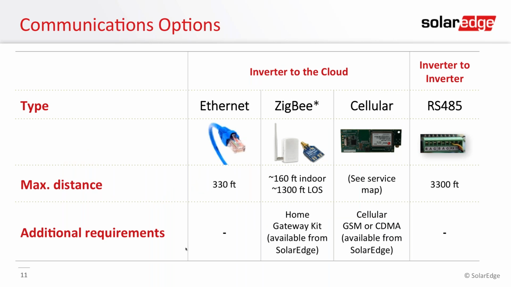And right before we jump into the monitoring portal itself, I did want to cover very quickly the different ways in which you can connect the SolarEdge inverter to our monitoring portal. You essentially have three different options. Either you can connect an Ethernet cable directly to the SolarEdge inverter and to the customer's existing internet router, or you can install a Zigbee gateway, or you can install, our new popular option, a cellular GSM or CDMA modem.